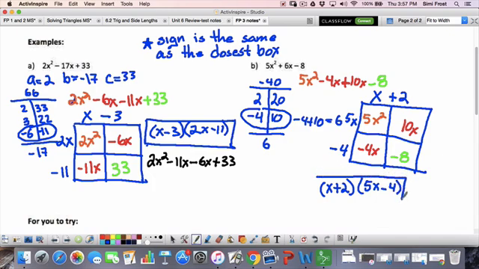I'm not going to multiply them back together this time because we already did that process in the boxes before we wrote it all down.